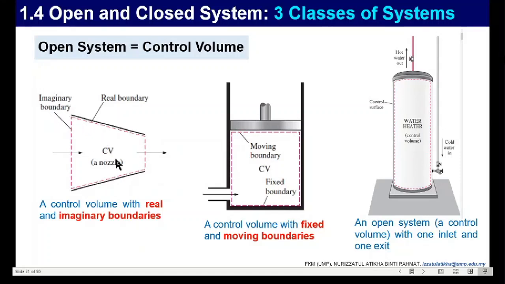And then a control volume with fixed and moving boundaries. We learned this before. We have a fixed boundary and also a moving boundary. And then an open system with one inlet and one exit, for example, a water heater.